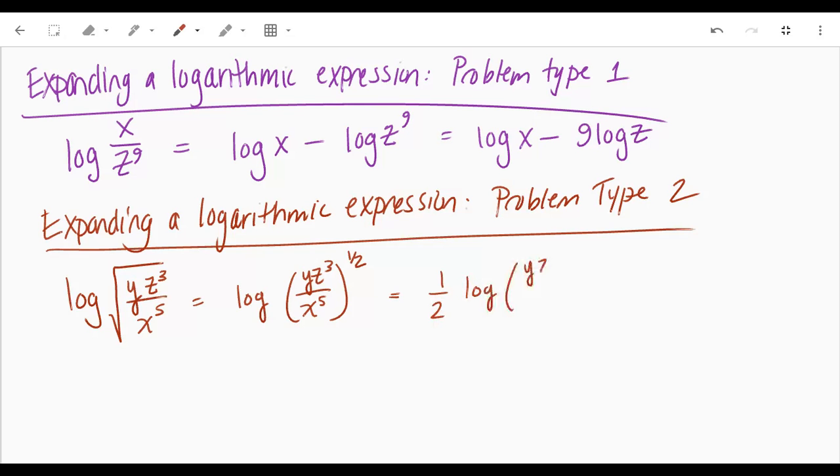And now we get to split up what's left. First we're going to deal with separating the numerator and the denominator. We're going to put this 1/2 outside of everything. Be real careful with your parentheses here, but we'll have log of yz cubed. Once you get good at these, you can combine steps a little bit.